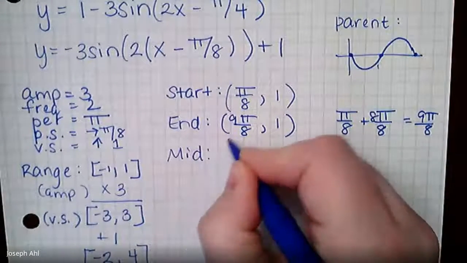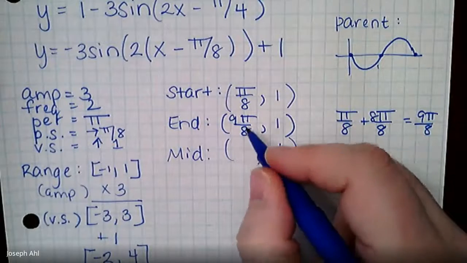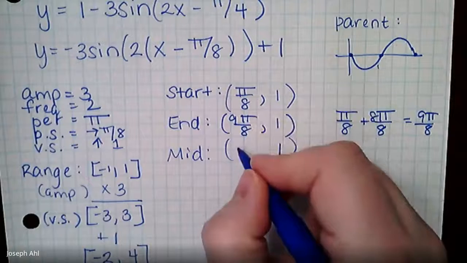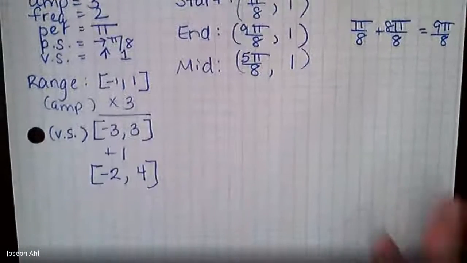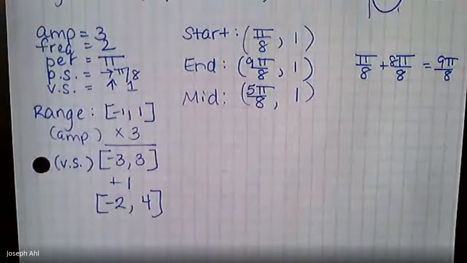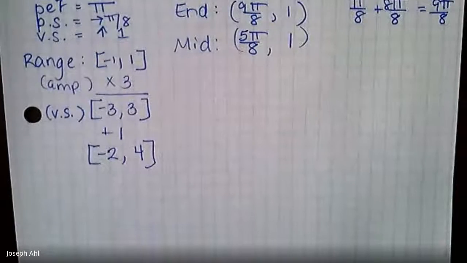Last but not least, let's talk about the midpoint. Midpoint y value is still the same, but midway in between 1 and 9, it's going to be 5. So 5 pi/8 is going to be the midpoint, and now that we have all of our critical info, which is a lot, we can make a really accurate sketch for one cycle of this graph.